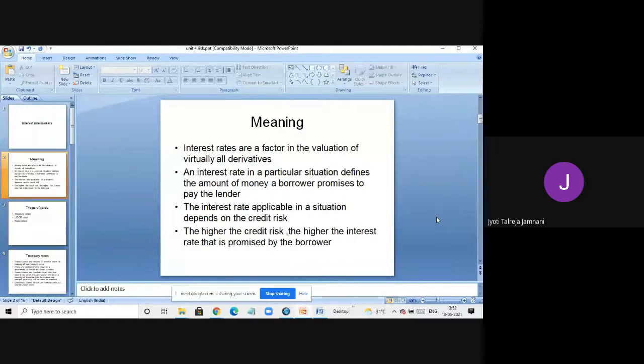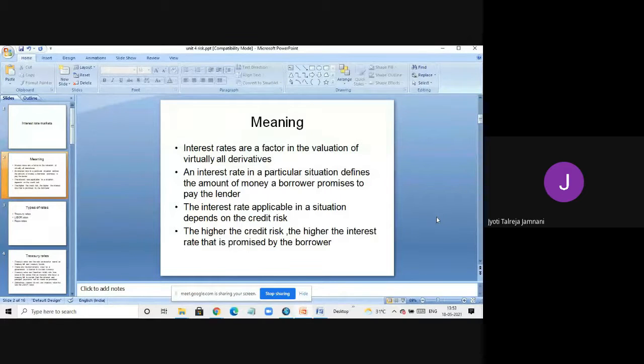Whatever interest rate I will pay to her for that loan is the interest rate that we need to know. The interest rate applicable in a situation depends on the credit risk. Now, how much would be the interest rate? It depends upon the risk.